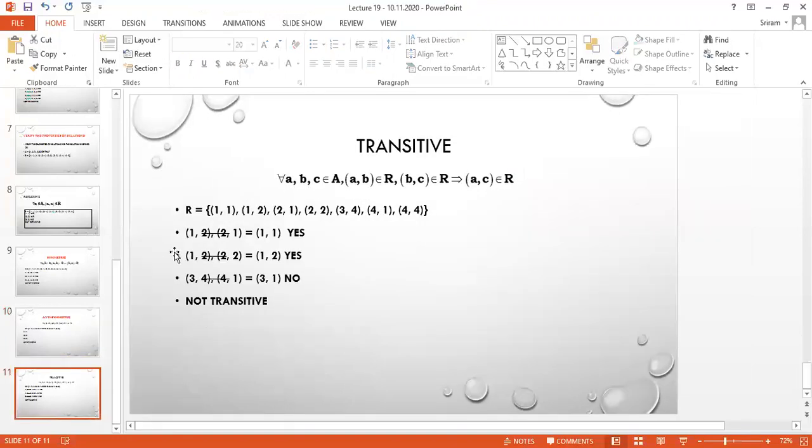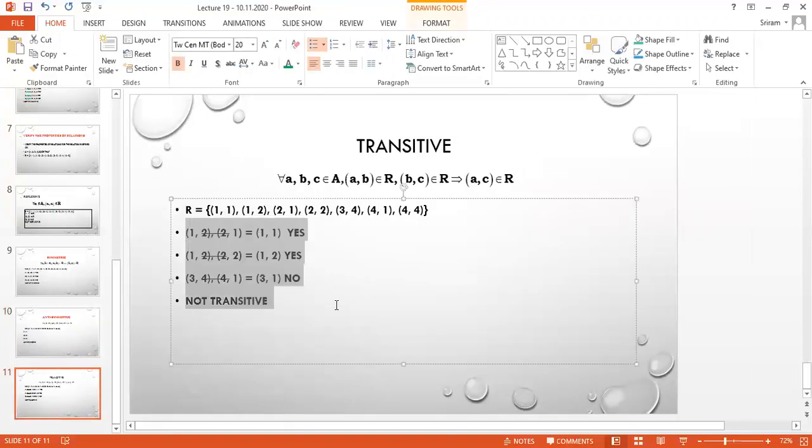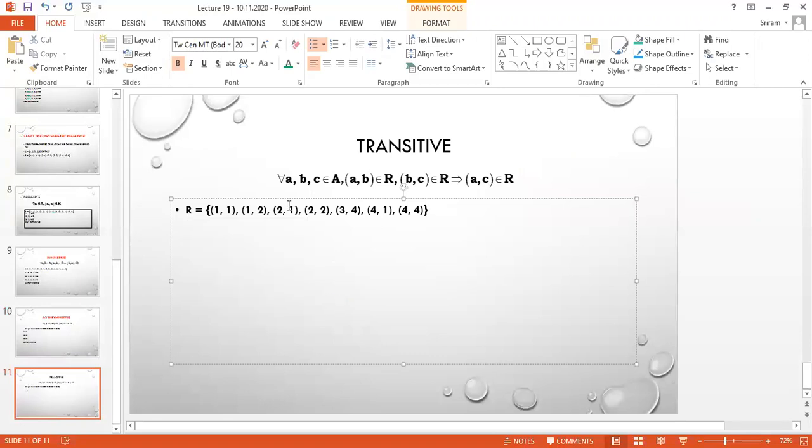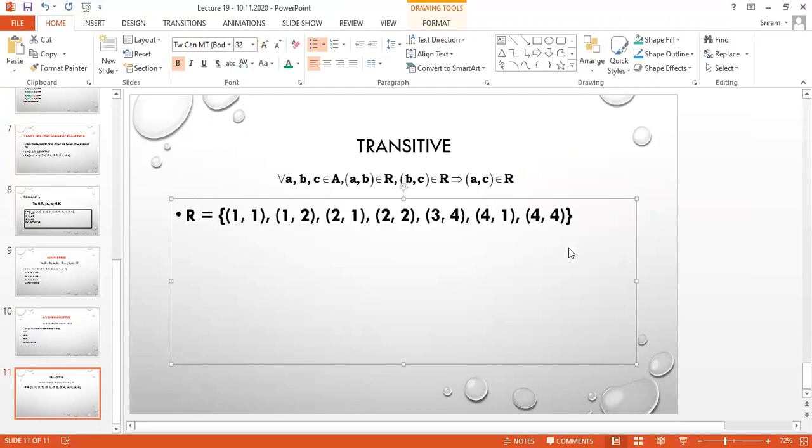Finally, the last idea, I am going to check for transitive. The meaning of transitive: we are going to take the non-repeated pairs. I don't want 1, 1, 2, 2, 3, 3, 4, 4. I am going to take the other pairs. I am going to take 1, 2.